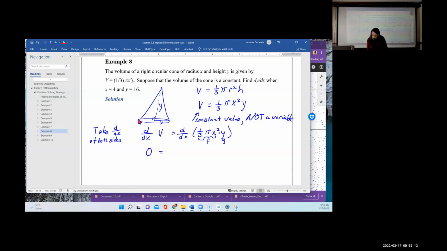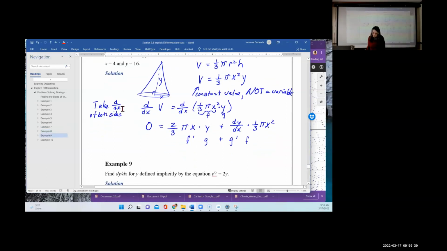So this is going to give me the derivative of f, bring the 2 to the front. So I get 2/3 pi x times y. So this is my f prime g, plus, now I need g prime. The derivative of y is dy/dx, and then times f, which is 1/3 pi x squared. All right.